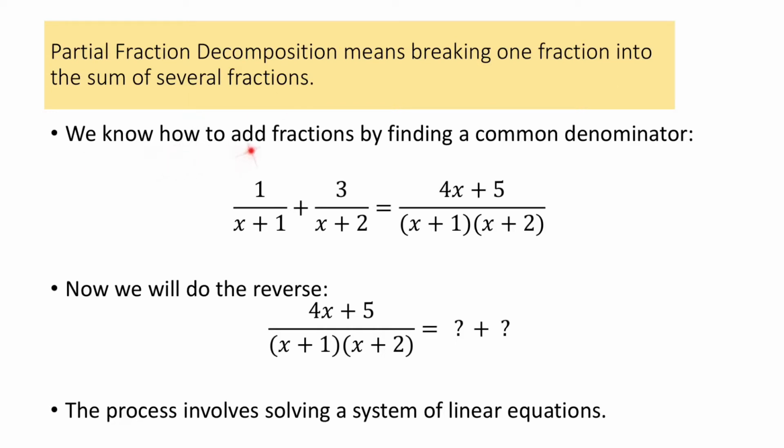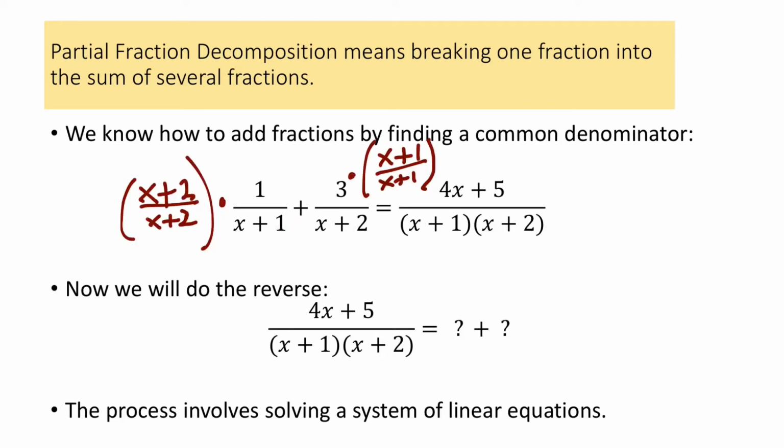We know how to add fractions by finding a common denominator, and we've done that with fractions that not only have numbers in them, but also have variables in them. So for instance, if I were to add this fraction plus this fraction to get this fraction, I would have to first find a common denominator for both of these fractions before I could add these two fractions together. So we've learned to do that.